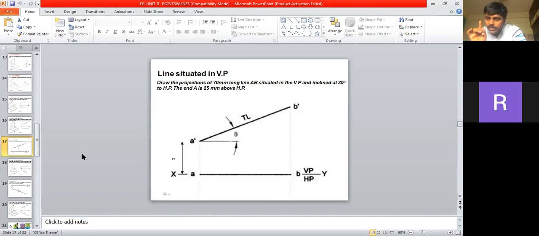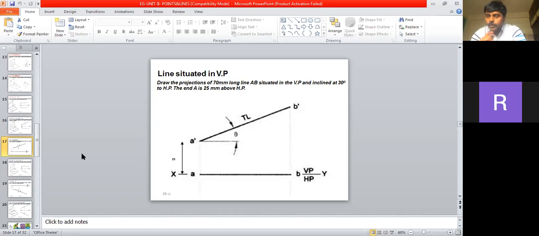Draw the projections of a 70 mm line. Line length is 70. Now it is situated in the VP, so I draw it above. Now inclined 30 degrees to HP. HP angle 30 degrees means draw above the XY line, so I draw 30 degrees above the XY line. Now A is 25 mm above HP. So the A dash point I got is 25 mm above HP.